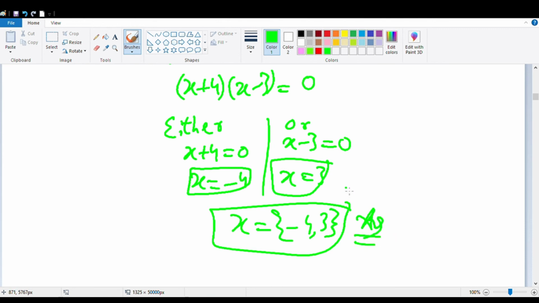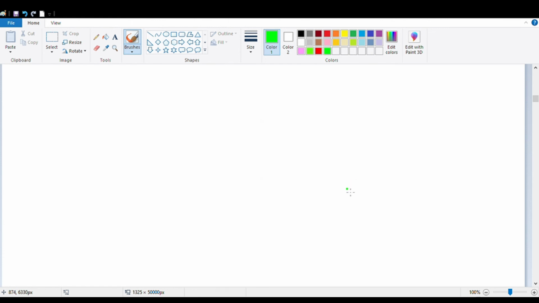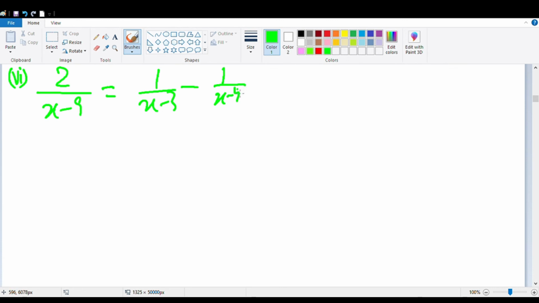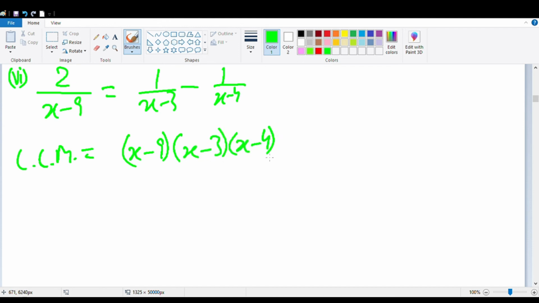Let's move on to part 6, which is the final part of question number 2. Part 6 is 2 divided by x minus 9 is equal to 1 divided by x minus 3 minus 1 divided by x minus 4. Let's take the LCM. LCM is x minus 9 into x minus 3 into x minus 4.